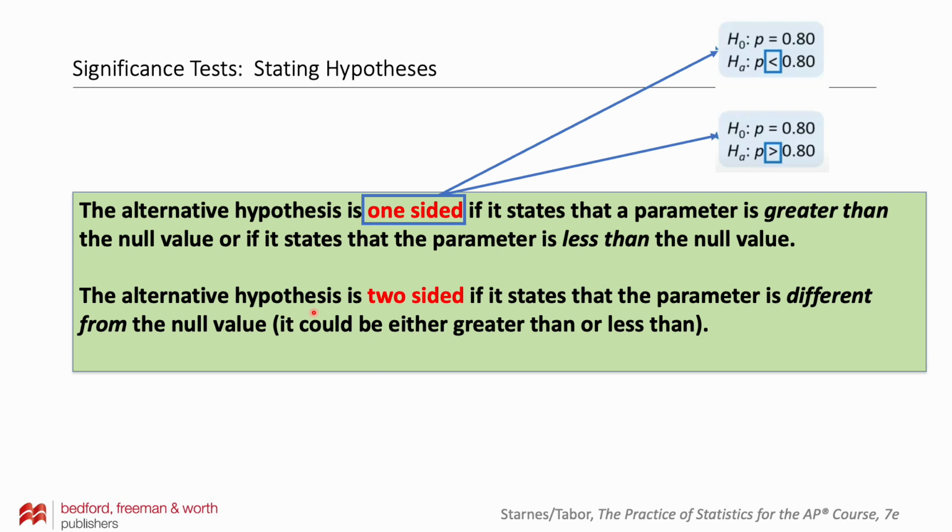Now, the alternative hypothesis is two-sided if it states that the parameter is different from the null value. It could either be greater or less than. So the way it would look would be that p does not equal 0.8, meaning he could either be a better free throw shooter or he's exaggerating.